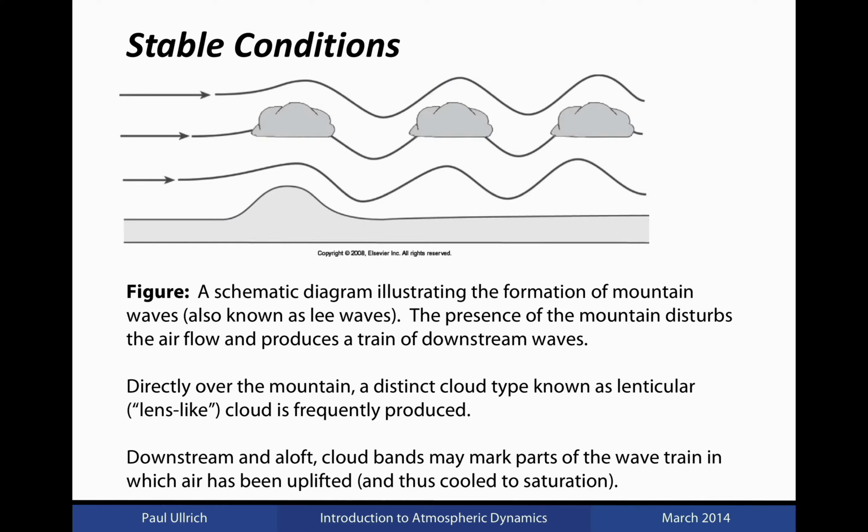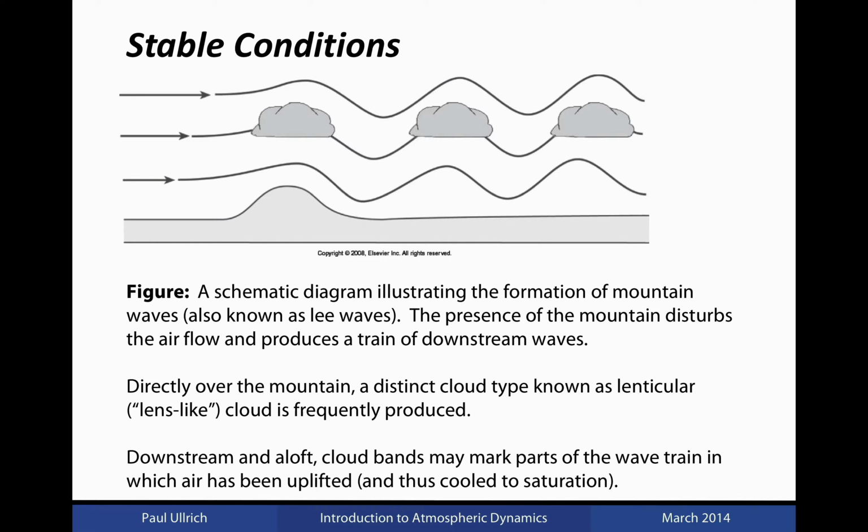This is a schematic diagram illustrating the formation of mountain waves, also known as Lee waves. If you have an initial wind field that comes in from the left and moves over topography, that will lead to oscillations within the fluid parcel because of a displacement of the fluid parcel upwards by the associated topography. As the wind continues to blow from the west, these fluid parcels will oscillate up and down.